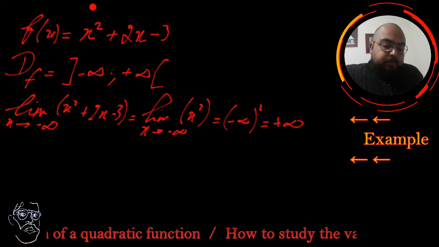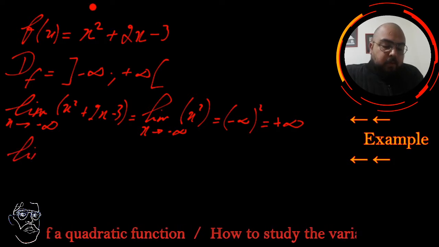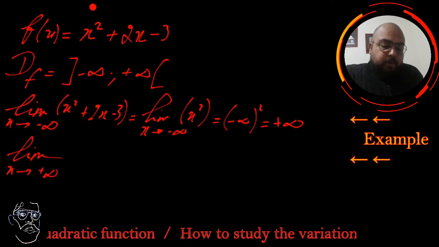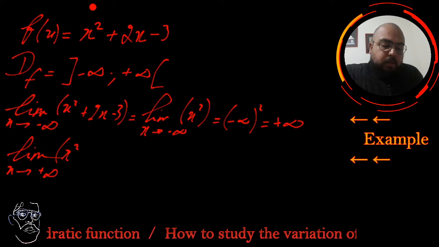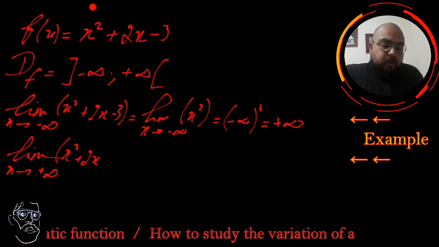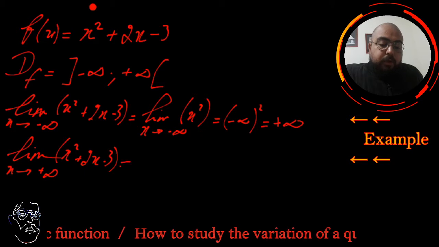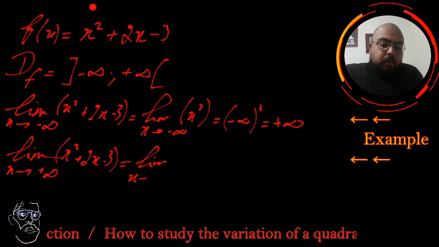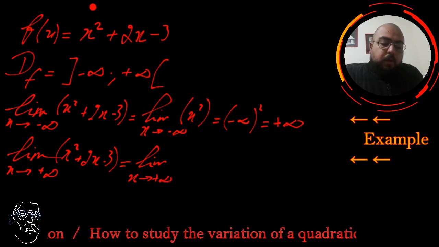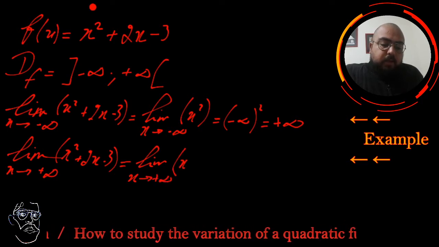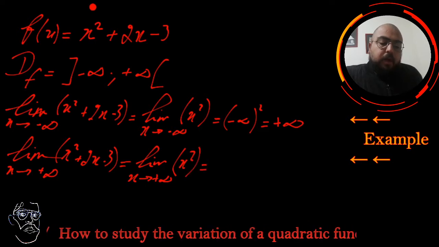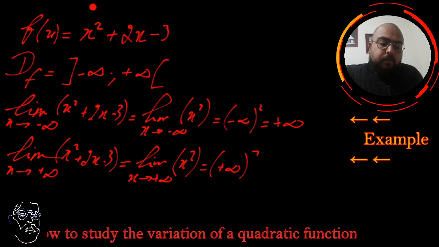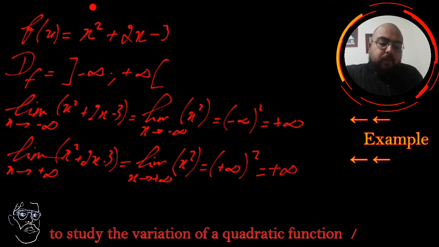The second part is to study the limit of x tending towards plus infinity of the same function, of course, x squared plus 2x minus 3. You can choose the monomial of highest degree, x squared, and you will have to do the replacement. So it's plus infinity to the power of 2. The result will be plus infinity.